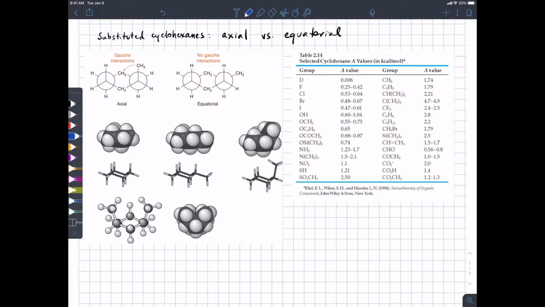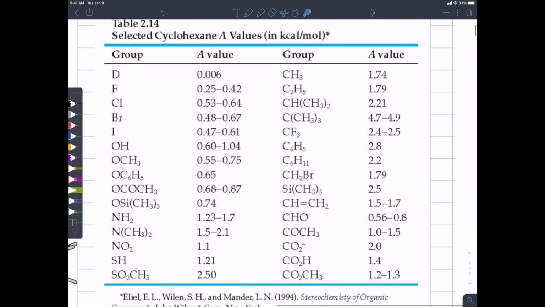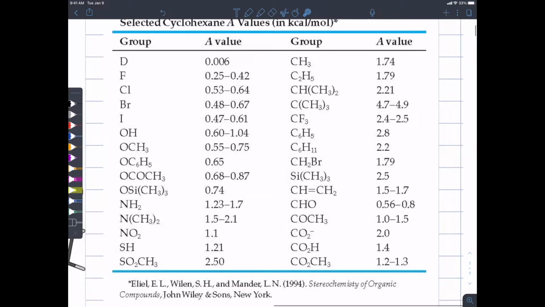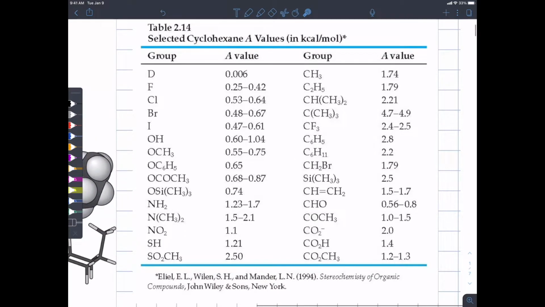Okay, so I wanted to say one more thing about substituted cyclohexanes. A values describe the equilibrium constant, the difference in free energy between having a group axial versus equatorial. And you can use it as a measure for how big a group is within some reason. So, as an example, methyl has a value of 1.7. That means the equatorial conformation is 1.7 kcals per mole more stable than the axial conformation.